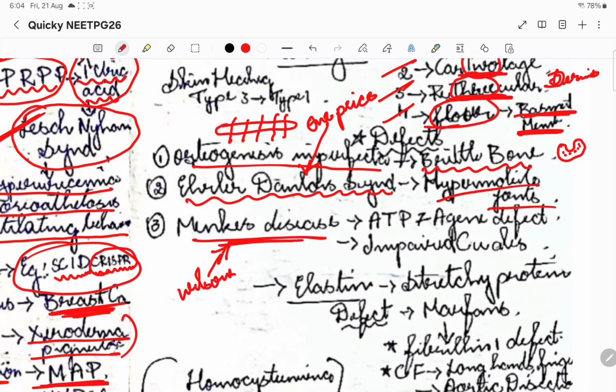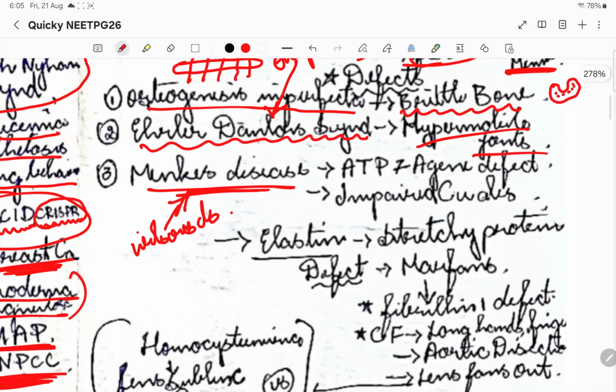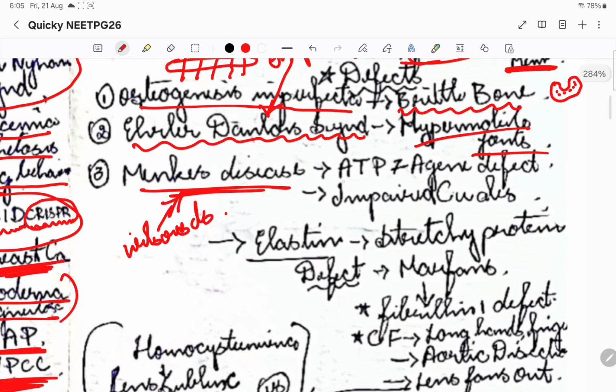Okay, I'll tell you why. Okay, Wilson's disease. Wait, what is Wilson's disease, I'll also be telling you. Okay, Menkes disease, this is because of the ATP7A gene. If an ATP7A gene defect is there, then it is going to be Menkes disease.